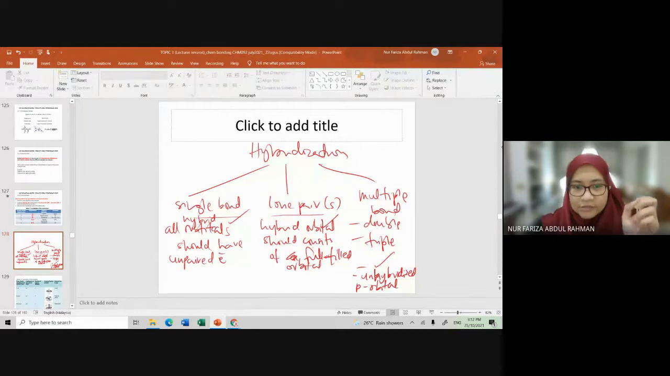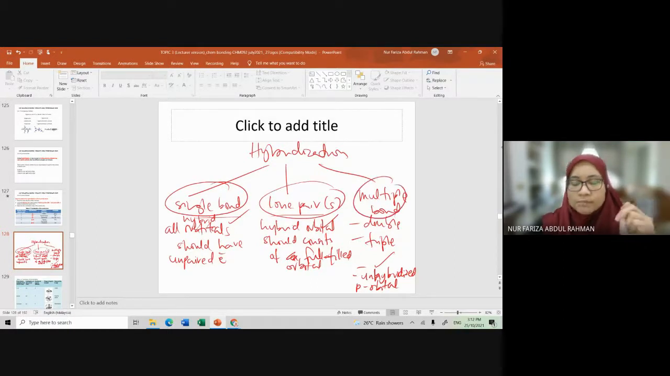So these are the main characteristics of each category: single bond, lone pairs, and multiple bond. I divide into these 3 so that you can see it clearly. For single bond, we have looked into sp, sp2 until sp3d. And then we have lone pair: for lone pair, we have sp2, sp3. So it depends, you have to decide.